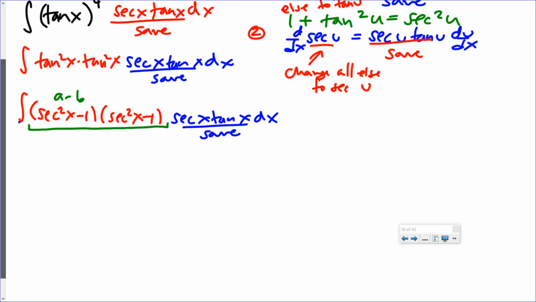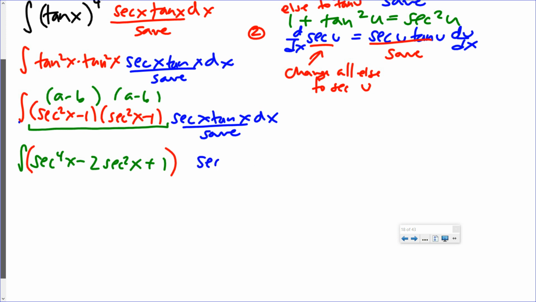This is going to be a minus b times a minus b, okay? So not a difference of two squares. It's going to be a FOIL problem here. So this is going to be secant 4x minus 2 secant squared x plus 1, okay? And once you FOIL this, this becomes a family, and the algebra is where students have trouble here. This becomes a family, and the whole family gets multiplied by secant x tangent x.